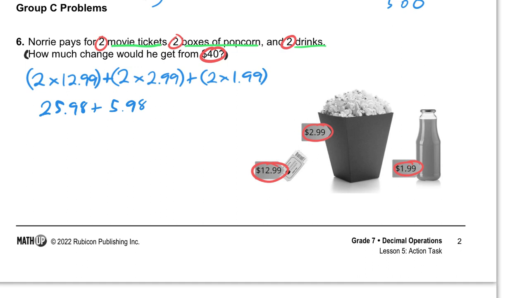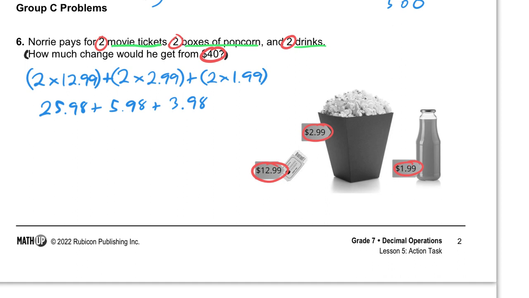Same thing with this one. 2 times $1.99 is almost like 2 times 2, which is 4. But I know that I should take away 2 cents. So I have $3.98. And now we can add all of those together and come up with an answer.